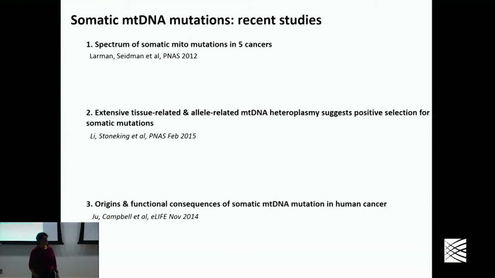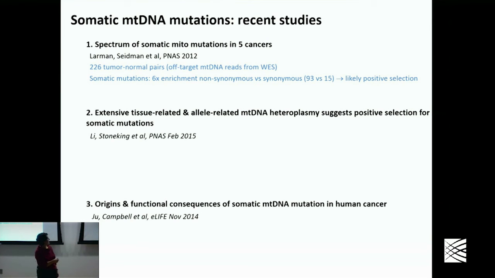In this space, there have been 3 really interesting studies in the last couple of years, one actually coming out of this MPG population. The first study looked at somatic mutations in the mitochondrial genome in 5 different cancers. By looking at tumor-normal pairs and off-target reads from the whole exome sequencing, they showed there was a very high enrichment of non-synonymous versus synonymous mutations, and they concluded there's likely positive selection for mitochondrial mutations in cancer.